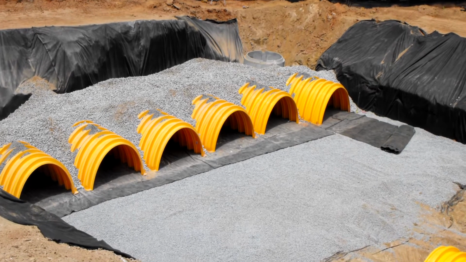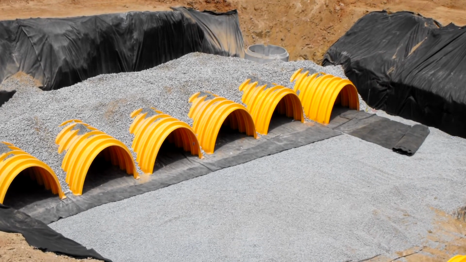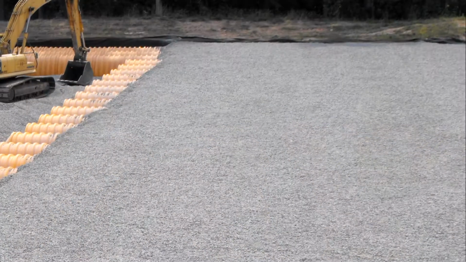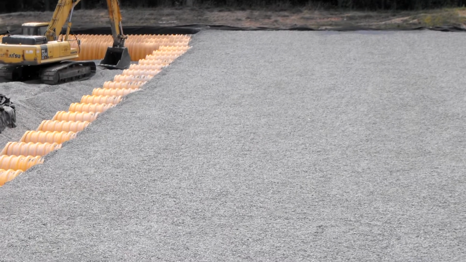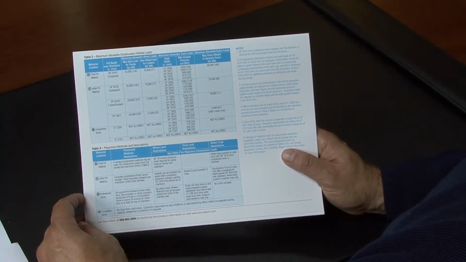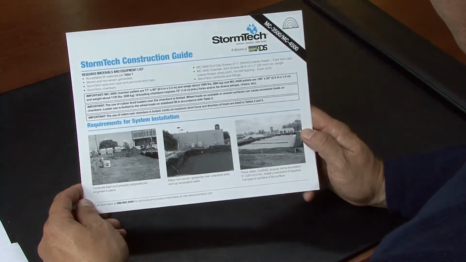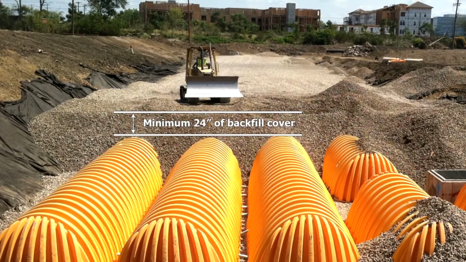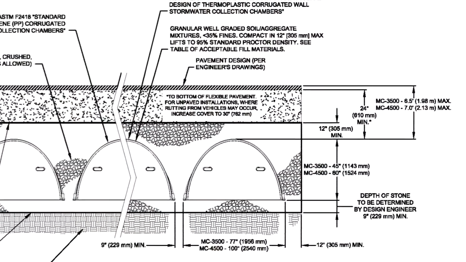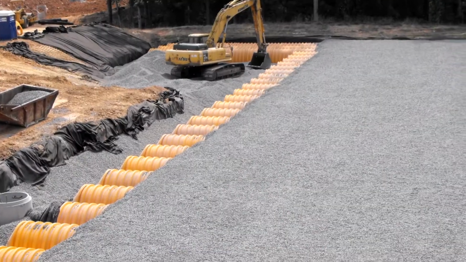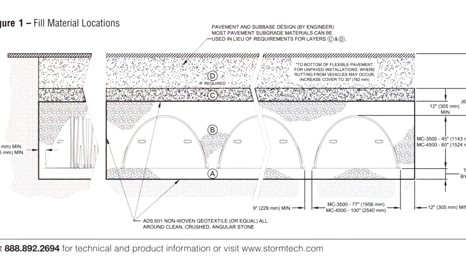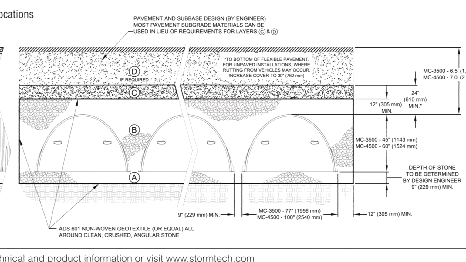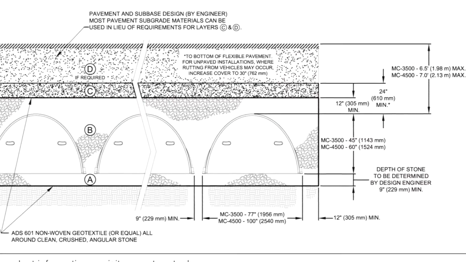In all cases, the chambers must be fully supported by embedment stone extending all the way to the excavation wall, to a depth of at least 12 inches over the top of the chambers before any loads are placed on the bed. Construction vehicle loading must be in accordance with tables found in the MC3500, MC4500 StormTech construction guide. Rollers and dozers must work in parallel to chamber rows. Minimum cover depth from the top of the chamber must not be less than 24 inches to the base of the flexible pavement. Maximum cover depth from the top of the chamber must not be greater than 7 feet for the MC4500 and 6.5 feet for the MC3500.